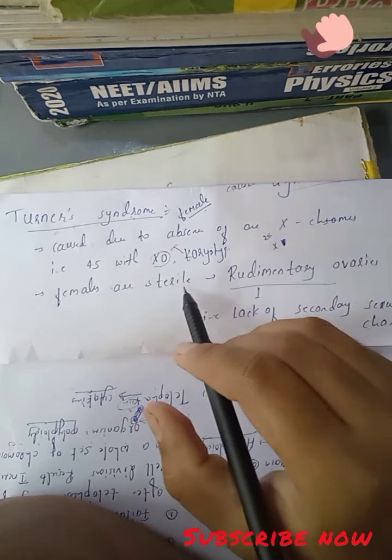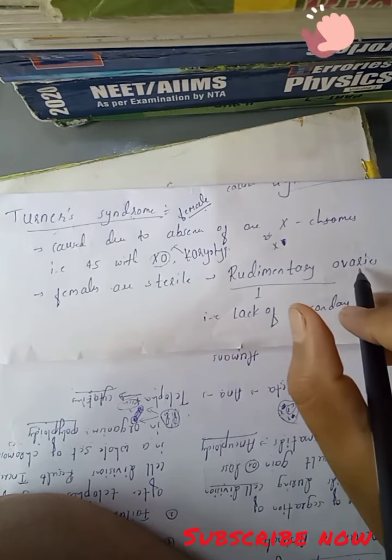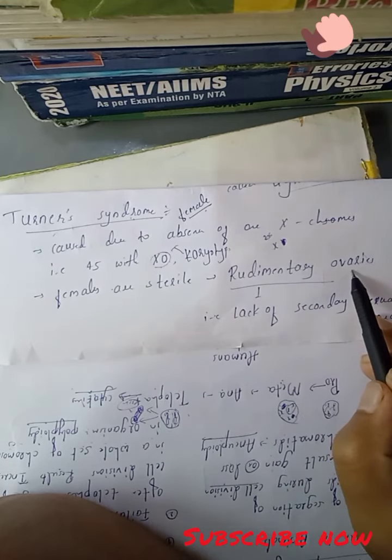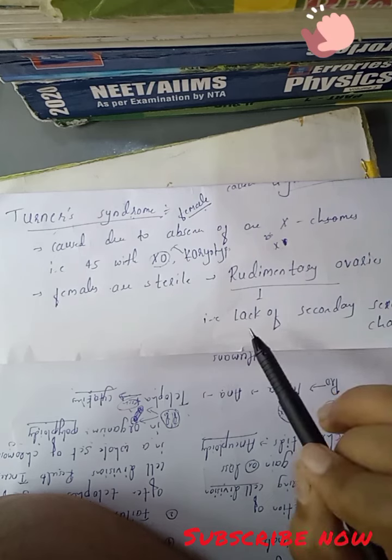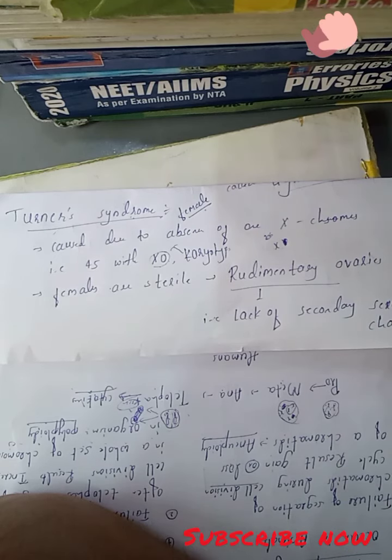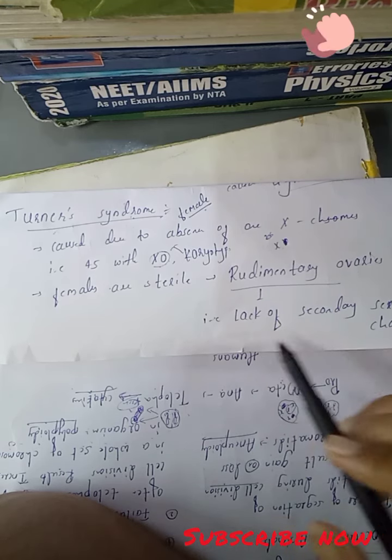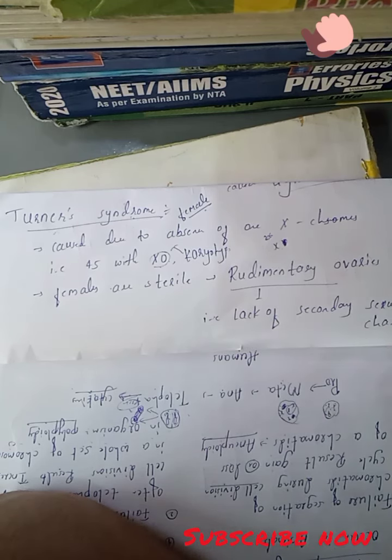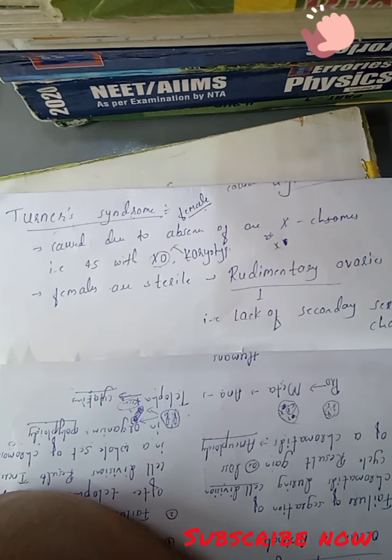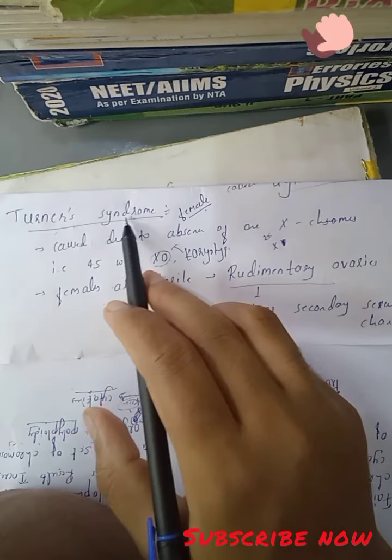Females with Turner syndrome are sterile because of rudimentary ovaries. Rudimentary ovaries means the ovaries are present, but the ovum is not developed or produced. There is a lack of secondary sexual characters, such as pubic and axillary hair, and breast development is poor. That is Turner syndrome.